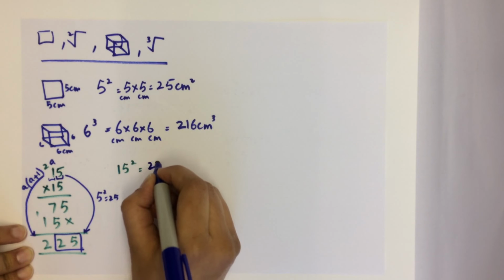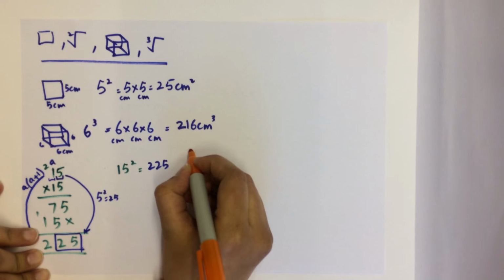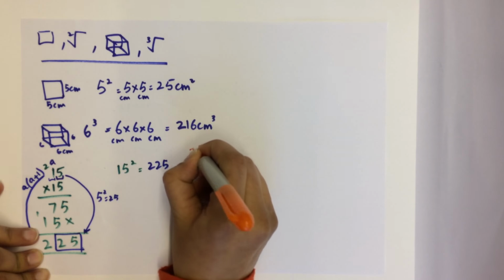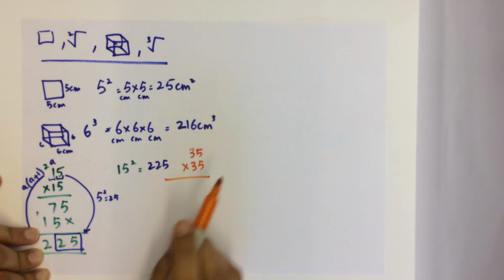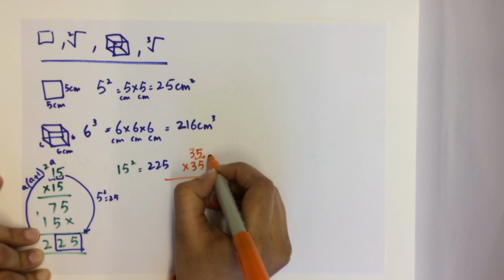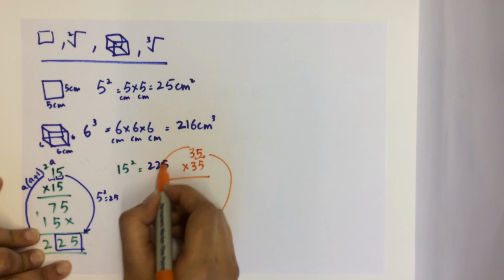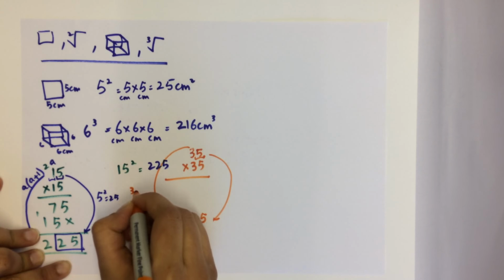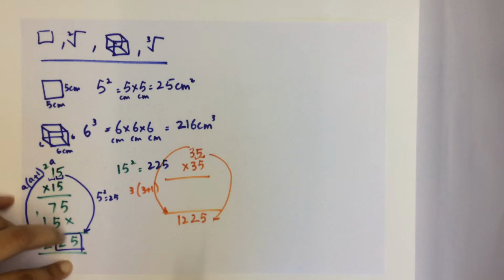I'll quickly do another example so it's more clear to you. Let's take 35 times 35. Now let's do the trick first. 5 squared is 25, and for this I need 3 into 3 plus 1. That's 4 3s are 12. So the solution should be 1225.